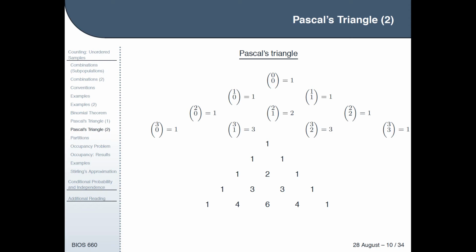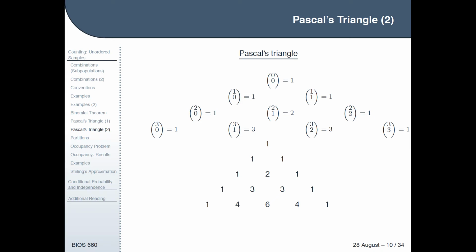the various different combinations in the form of a triangle. Top of the triangle, 0 choose 0. The next row is 1 choose 0, 1 choose 1, 2 choose 0, 2 choose 1, 2 choose 2, and so on. Each row of the triangle, you increase the top of the combination by 1, and then you do the bottom part of the combination from left to right.